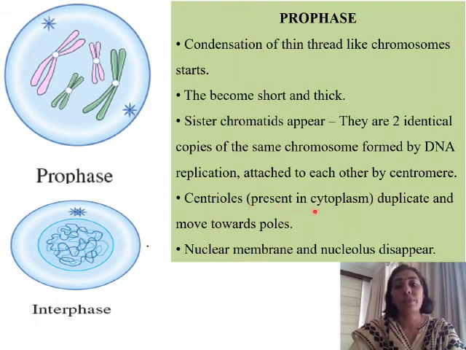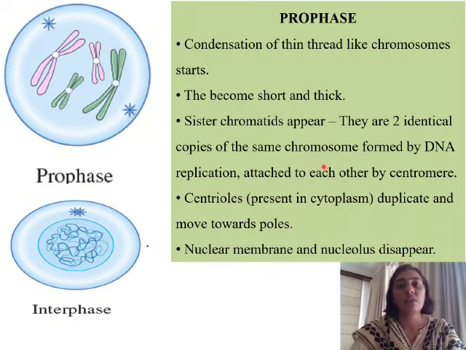Centrioles, which are present in the cytoplasm, duplicate and move towards the poles. Here you can see these two towards the two extreme ends. These centrioles are going to duplicate, that is, they are going to become double. So we have two centrioles now, and they start moving towards the two poles of the cell. And lastly, the nuclear membrane and nucleolus disappear.